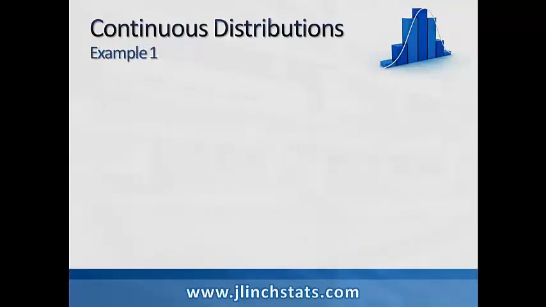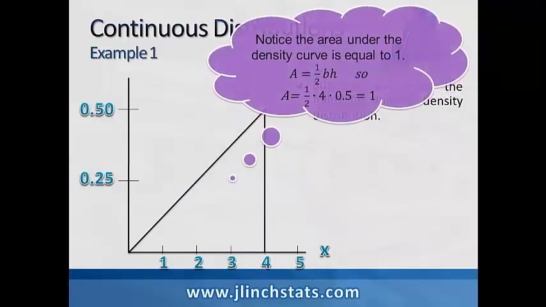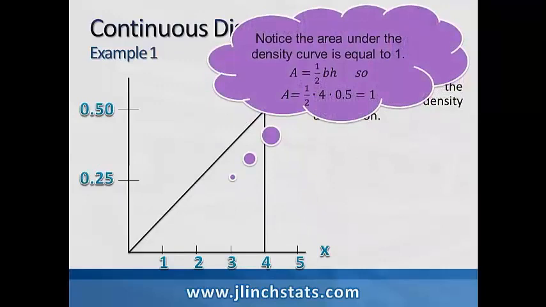In these examples of unusual density curves, we're going to look at some really basic geometric shapes. Unusual density curves can take on any shape, and typically they're not defined by functions. Now suppose that we have the following unusual density distribution. Notice the area underneath this curve is equal to 1. Our unusual density distribution is a right triangle here. And notice that we can take 1/2 the base times the height, the base being 4 and the height of this triangle being 1/2, 0.5. If we take 1/2 times 4 times 0.5, we get an area of 1 underneath it. This particular shape defines a proper density curve because the area underneath this curve is equal to 1.